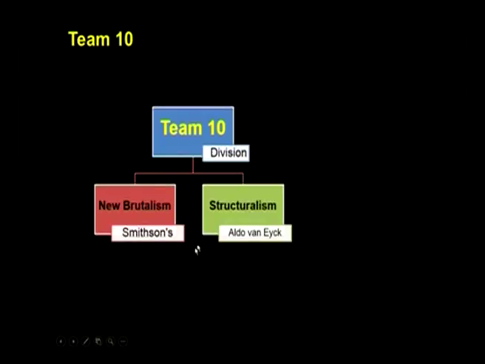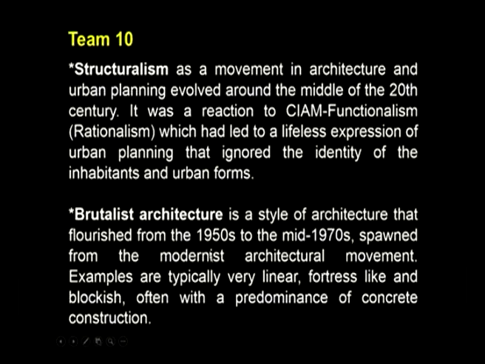There was another division which happened inside Team 10, which divided them into two major factions. One faction was the New Brutalism, which was spearheaded by the English Alison and Peter Smithson, and Structuralism, which was spearheaded by the Dutch Aldo van Eyck. Structuralism is a movement in architecture and urban planning. It was a reaction to functionalism of CIAM.